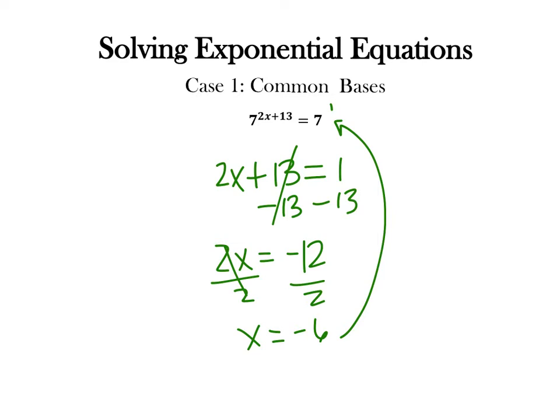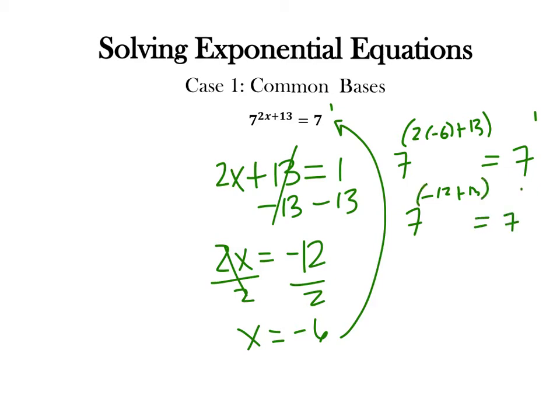So if we plug it back in, we have 7 to the 2 times negative 6 plus 13 equals 7 to the 1 power. On the left, we have 7 to the negative 12 plus 13, which equals 7 to the 1 power. Negative 12 plus 13 is 1, so 7 to the 1 power equals 7 to the 1 power. We have ourselves a solution.